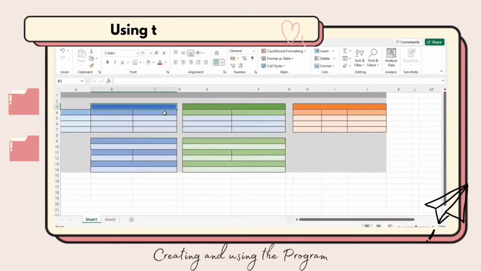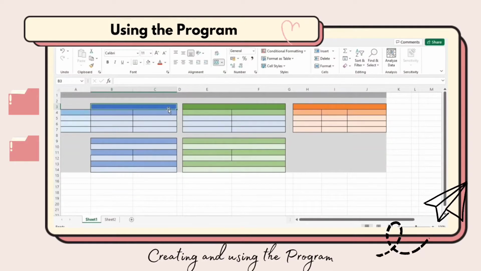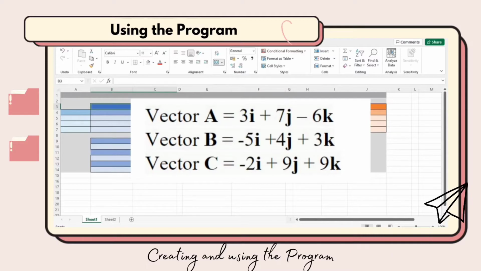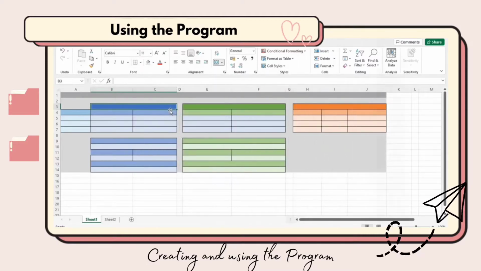Good day everyone, I am here to explain how we made a program for calculating the dot product and cross product of vector quantities. So the vectors that we will use today are these. From these vectors, we are going to find the angle between vectors, orthogonal components, and the cross products. First, we are going to make the program for solving the angle between vectors.